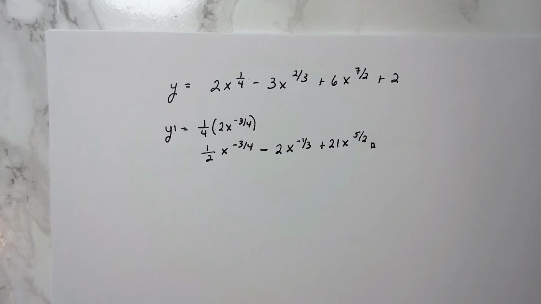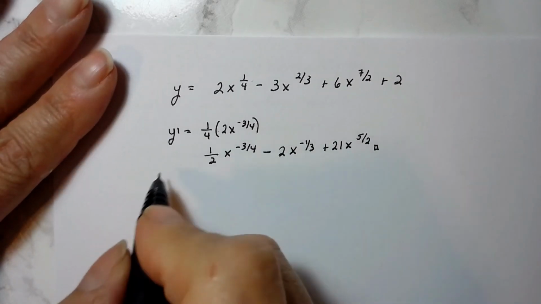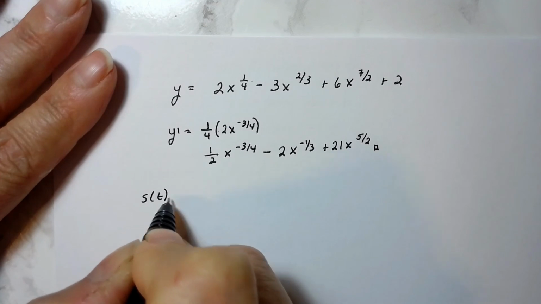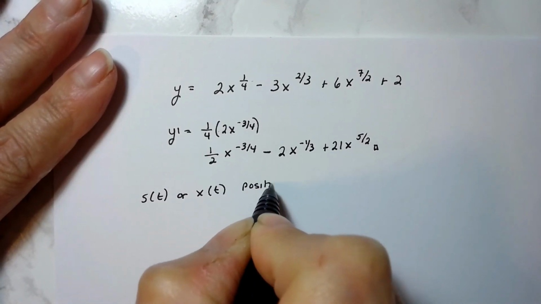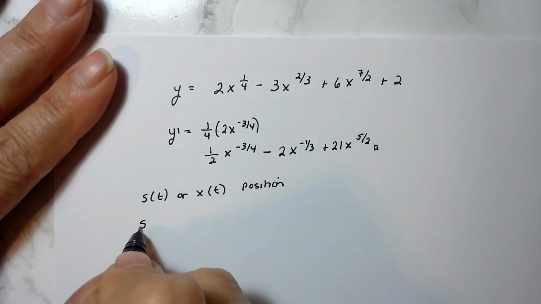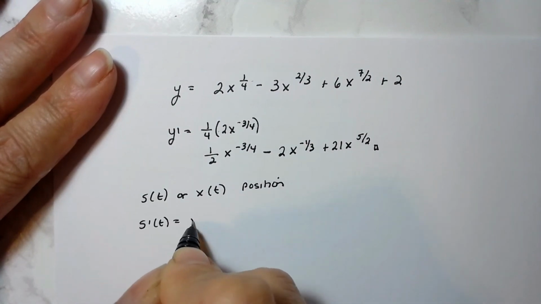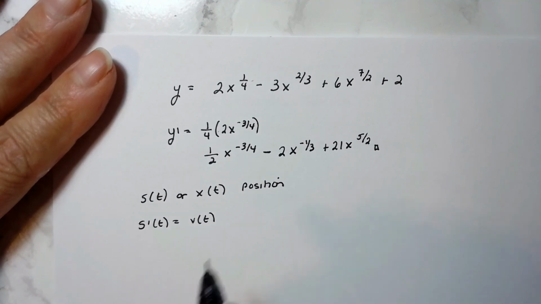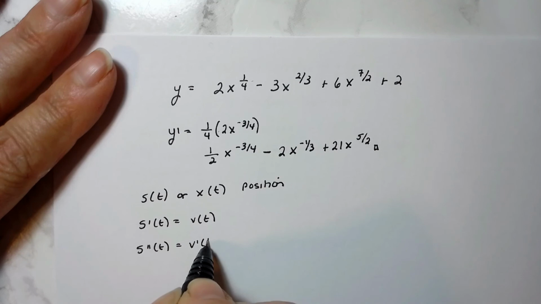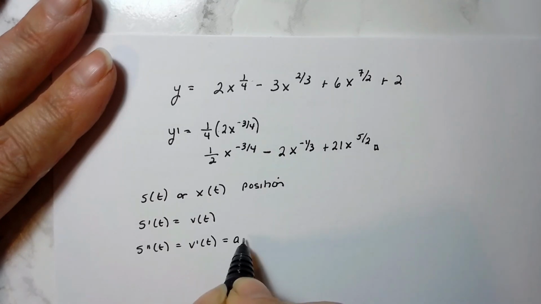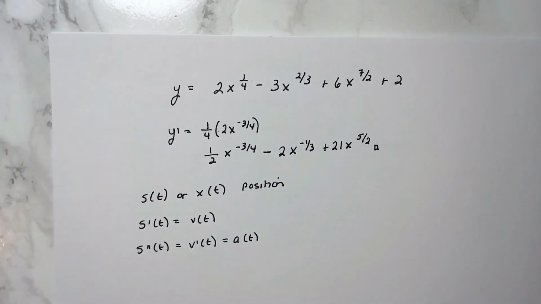Also, now that we're doing the rules of derivatives, remember that position is usually s of t or x of t, the position function. The derivative of position is equal to velocity. The second derivative of position is equal to the first derivative of velocity, which is equal to acceleration. So when we start doing applications, we're going to start dealing with acceleration and velocity a little bit more.